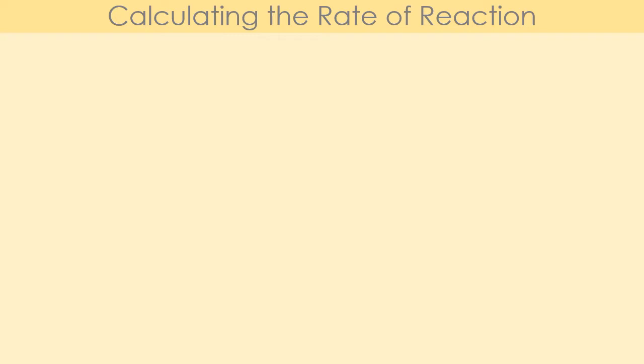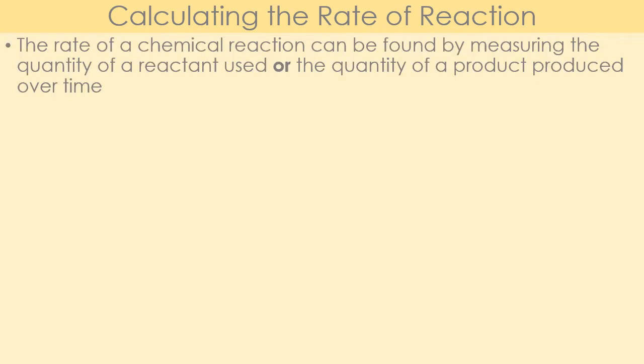So we're going to start off by looking at how to calculate the rate of a reaction. And we can do that by measuring the quantity of the reactant used or the quantity of the product produced over time. Now, remembering our reactants are the chemicals we react together to cause a reaction, and our products are the chemicals that we form from a reaction. We measure that per unit time.